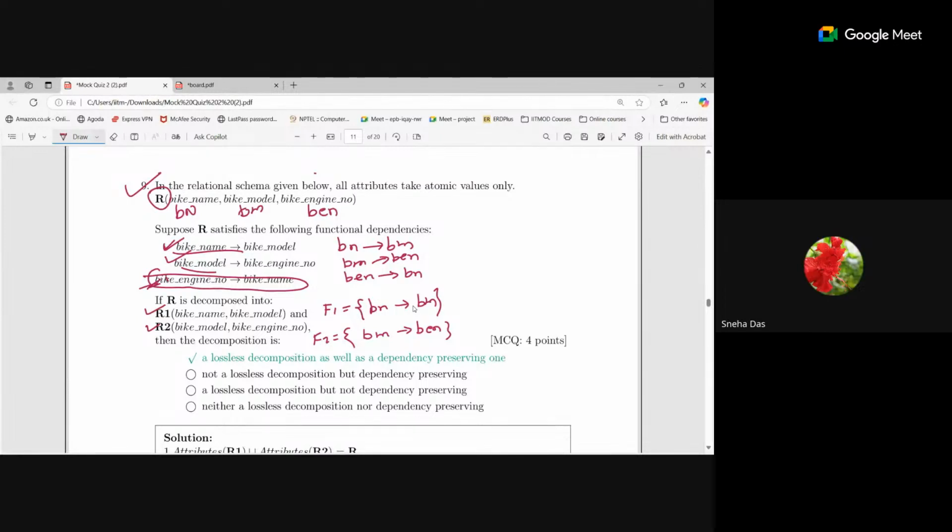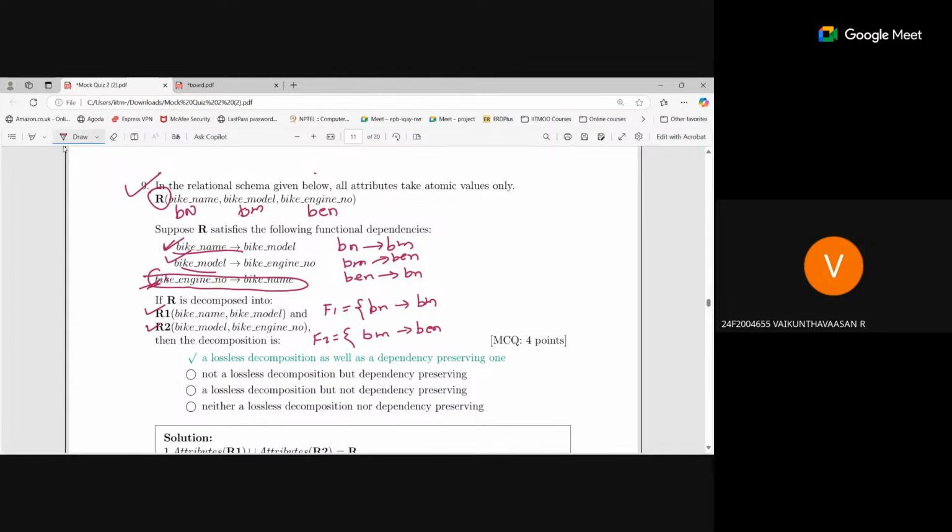So bike model determines bike engine, and bike engine determines bike name. So bike model will determine bike name from transitivity. As long as that relation has attributes from the FD and its set space, then it's dependency preserved.